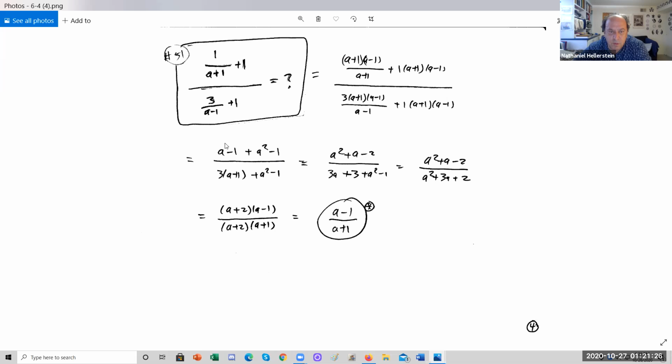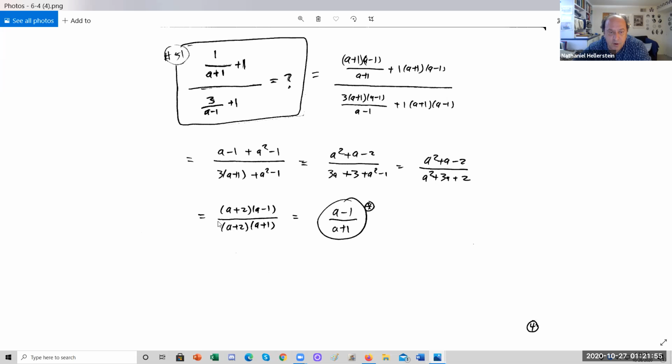This is a squared plus a minus 2 here. Here, the 3 plus 1 is a 2, 3a, a squared plus 3a plus 2, underneath a squared plus a minus 2. Now this, if you factor, find two numbers whose sum is 1 and whose product is negative 2. A plus 2, a minus 1, that works. This, we can factor similarly to get a plus 2, a plus 1.